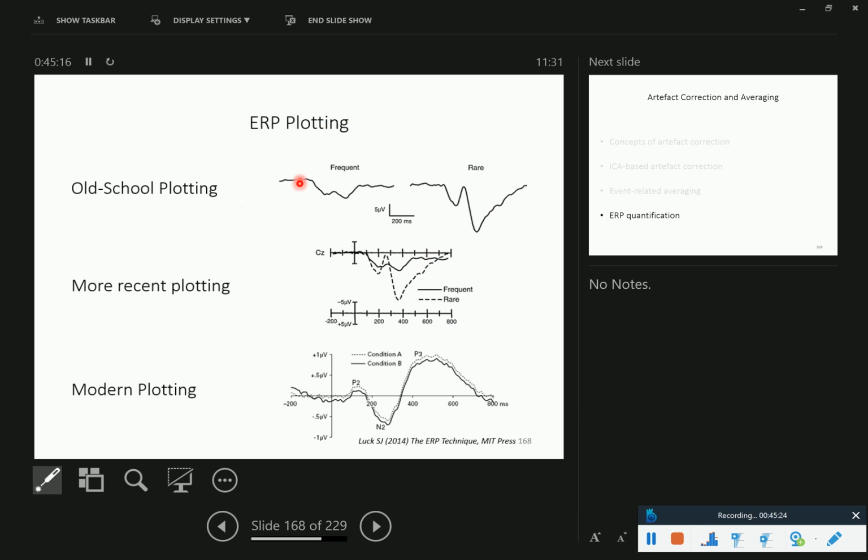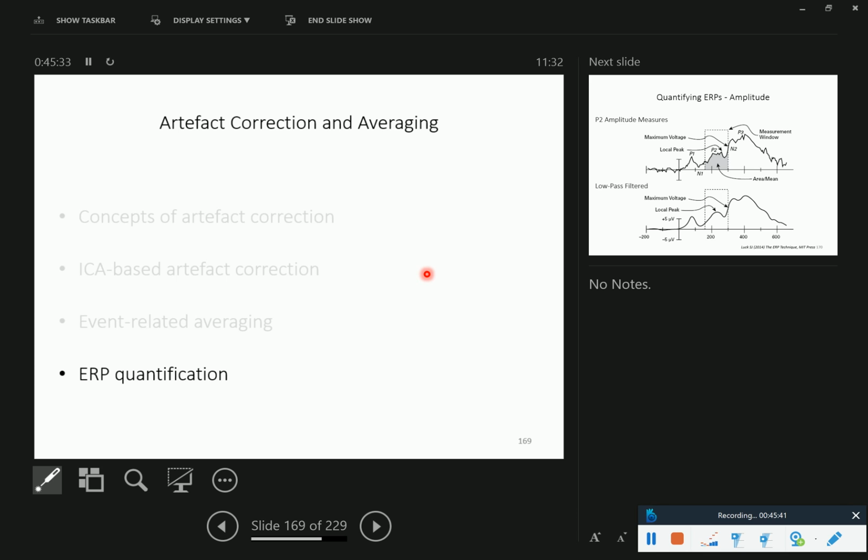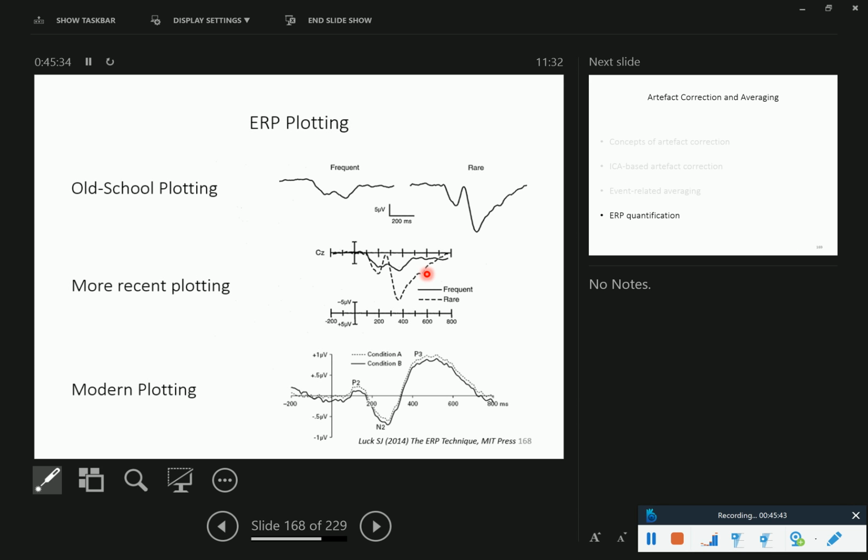If you look into the EEG literature, you will see these things, and you should not be confused. It's just the way they plotted things back in the days. And as you read in the Luck book, nobody knows why they did it.